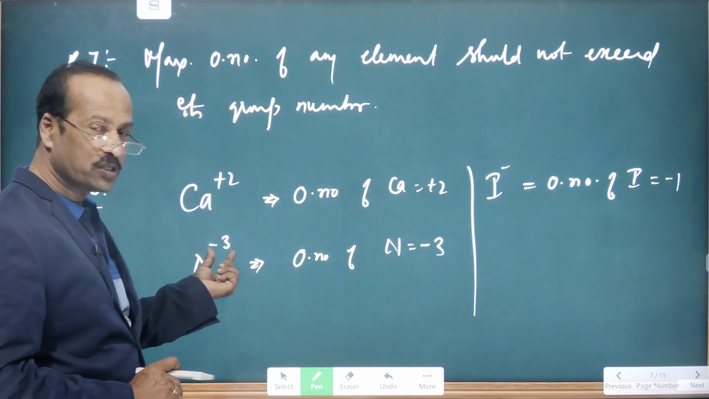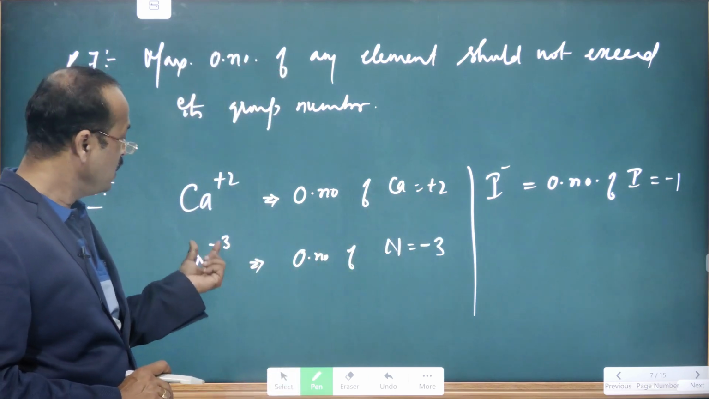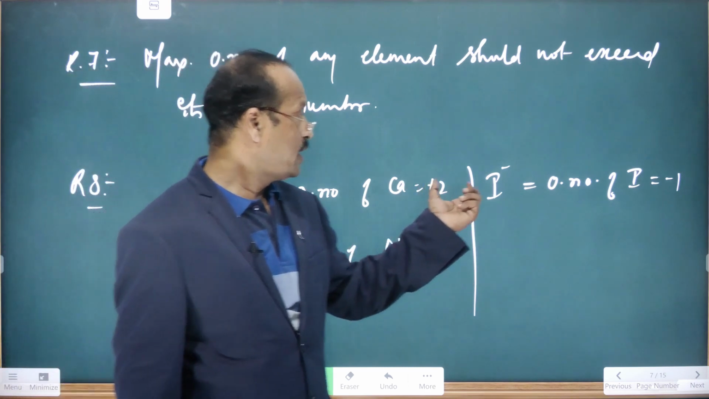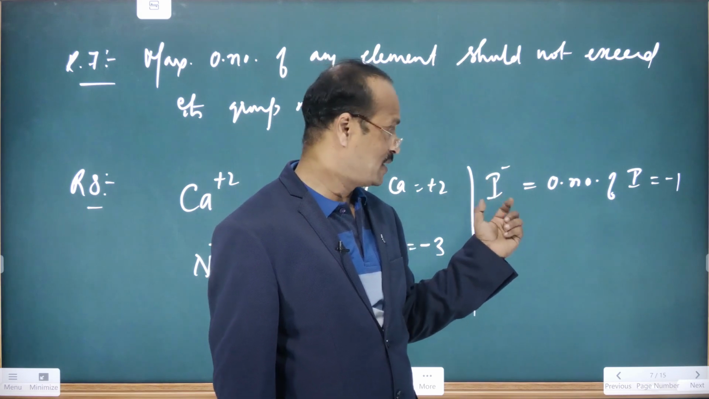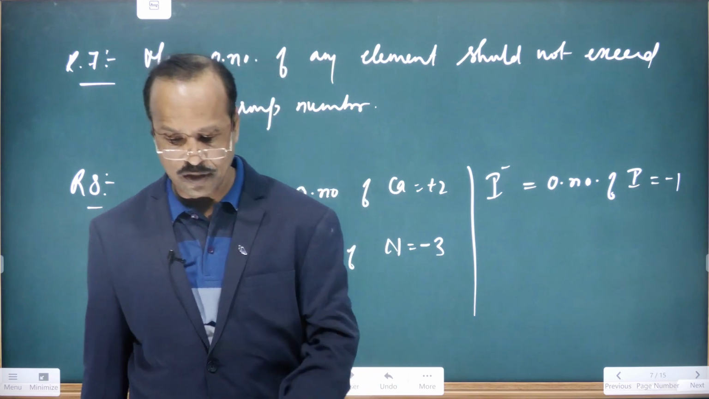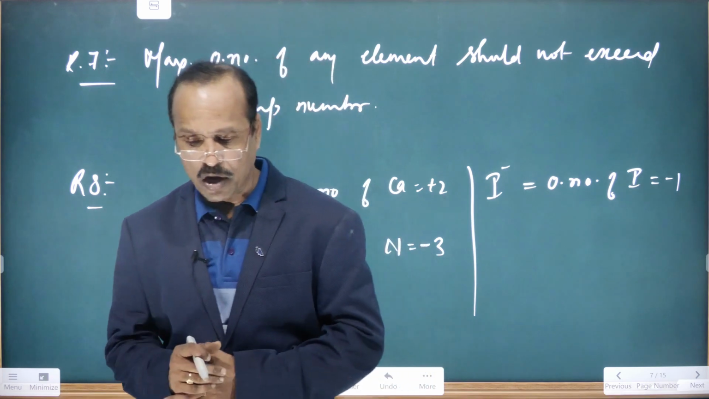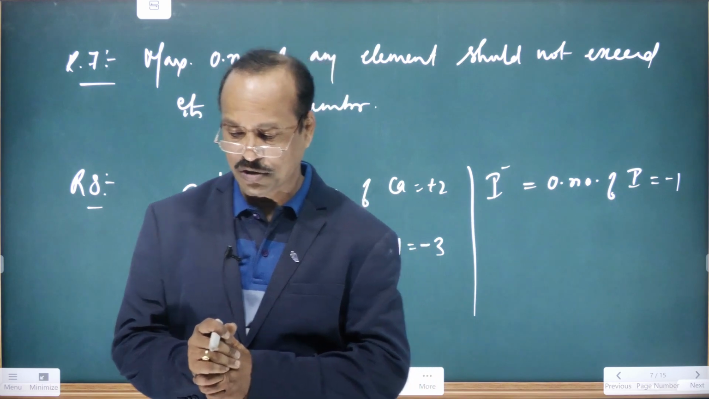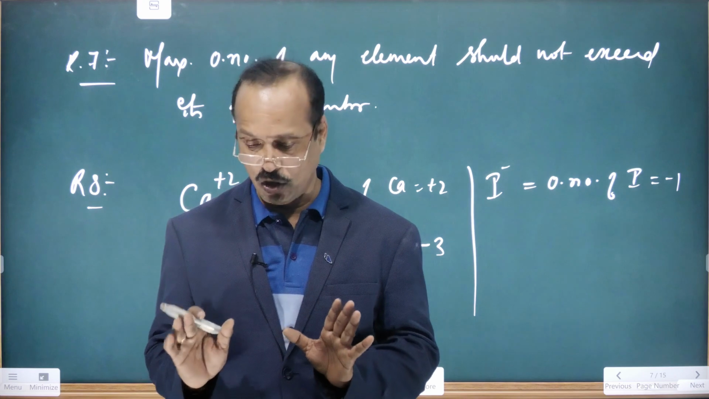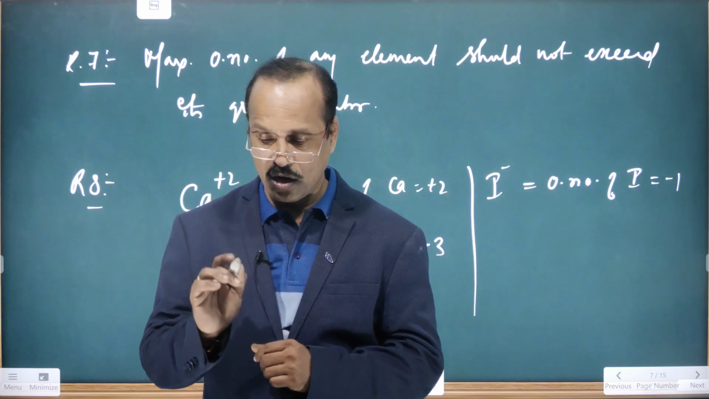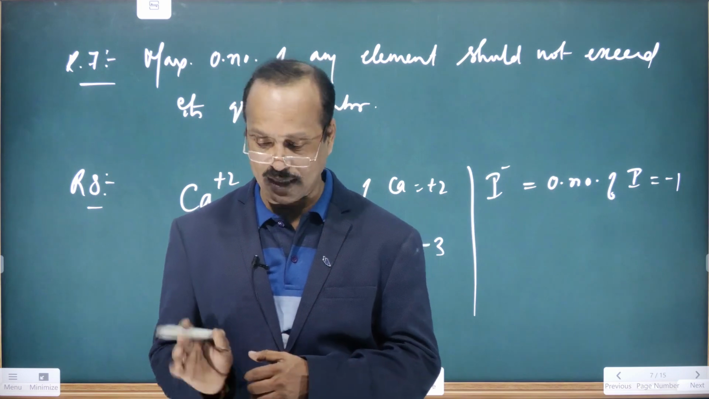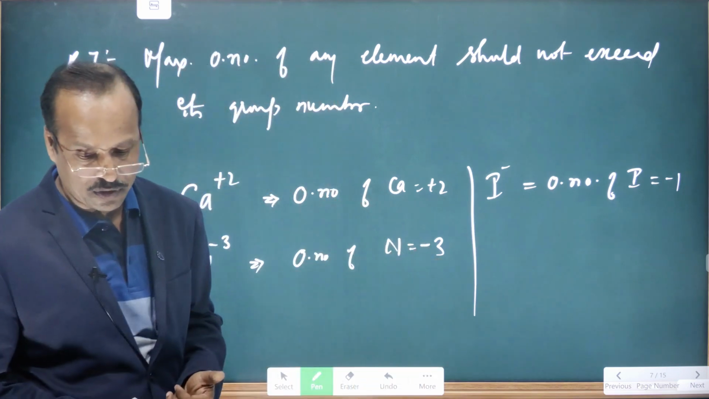Here I wrote nitrogen minus 3, nitride ion. So the oxidation number of nitrogen is minus 3. Here I wrote iodide ion, I-, so the oxidation number of iodine is minus 1. Like that. So see, the eighth rule: the oxidation number of an atom in its charged monoatomic ion is equal to the charge on the ion. The oxidation number of chlorine in chloride is minus 1, like that. So these are the examples.